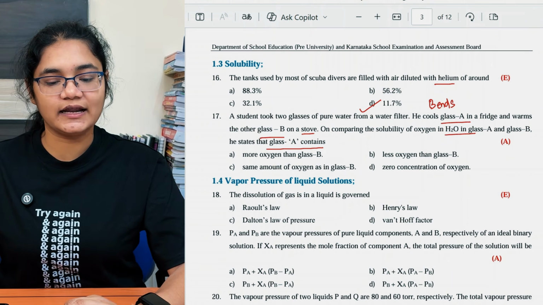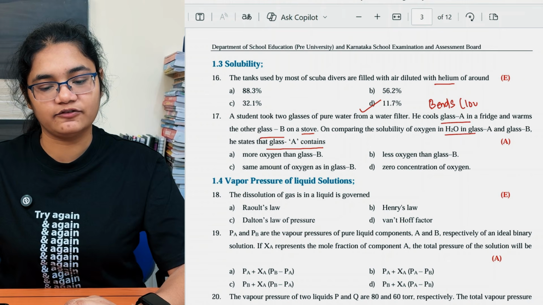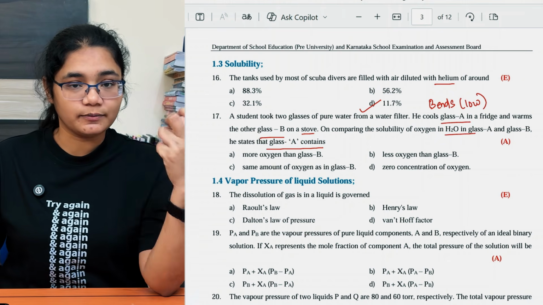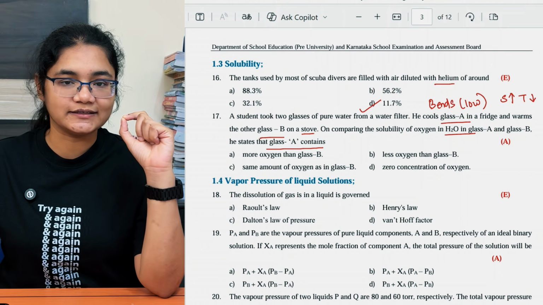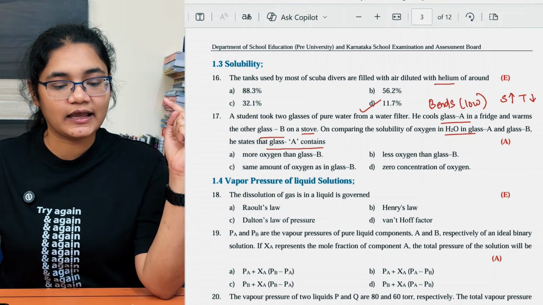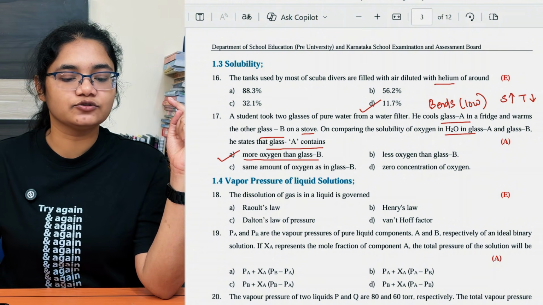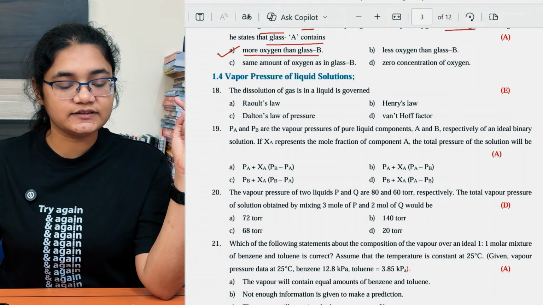Okay, now you see that glass A is at a lower temperature, right? That means for solubility of gases in a liquid, we know that solubility increases when temperature decreases. So glass A will definitely have more oxygen than glass B. So option number A here. Next is question number 18.